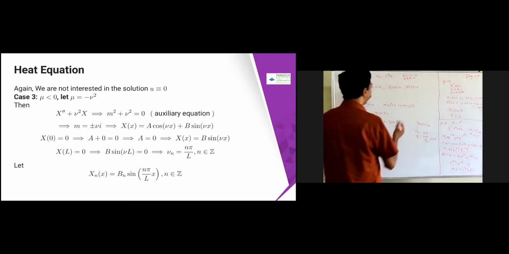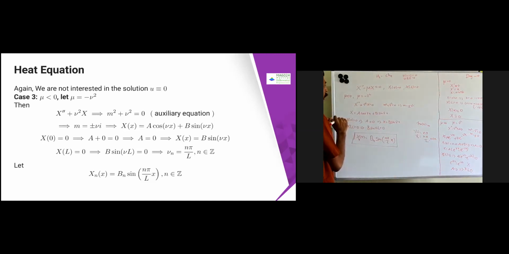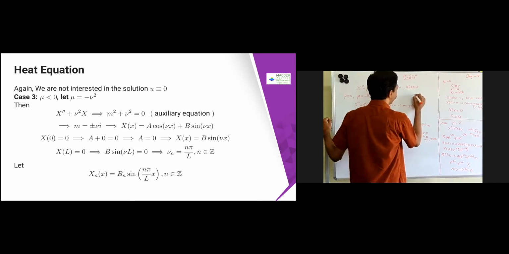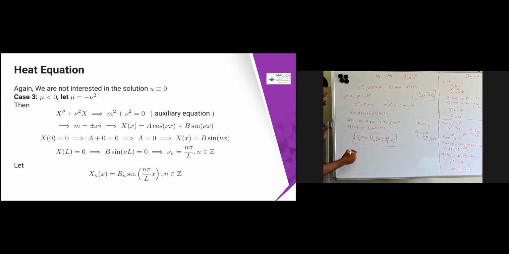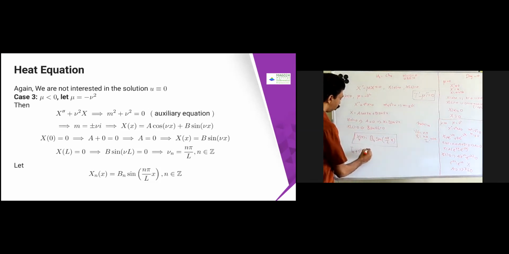Now what we have is another equation. This is ut equal to c square uxx. From that we have only this one. We have one more, which is T dash minus mu T equal to 0. This we have to solve. So we found that the only possibility is mu equal to minus nu square. Therefore, what I can write is Tn dash plus nu n square Tn equal to 0, because I got different nu n.